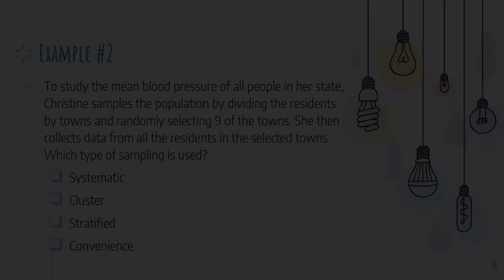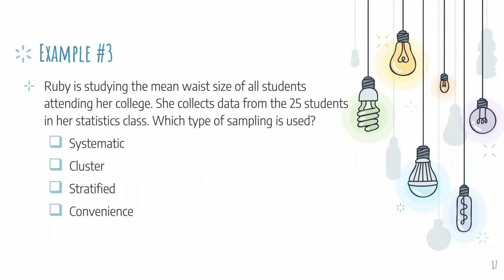All right. Example number 3. Ruby is studying the mean waist size of all students attending her college. She collects data from the 25 students in her statistics class. Which type of sampling is used? So let's just think about it again. We have a population which has all of the students attending her college. Is Ruby making some sort of groups? No, she's not doing any sort of groups. That means that this cannot be cluster, this cannot be stratified, just because we don't have groups to start with.